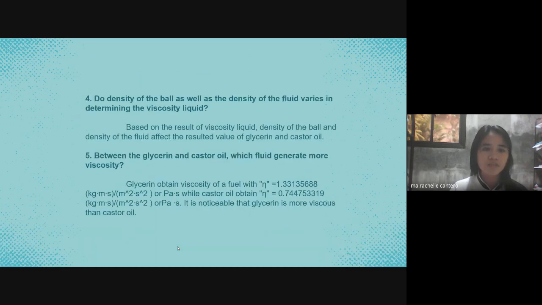Next is: do the density of the ball as well as the density of the fluid vary in determining the viscosity of a liquid? Based on the result of viscosity, the density of the ball and the density of the fluid affect the resulting value for glycerin and castor oil. And the last one is: between glycerin and castor oil, which fluid generates more viscosity? Glycerin obtained a viscosity of 1.33135688 Pascal second, while the castor oil obtained 0.74475319 Pascal second. So it is noticeable that glycerin is more viscous than castor oil.